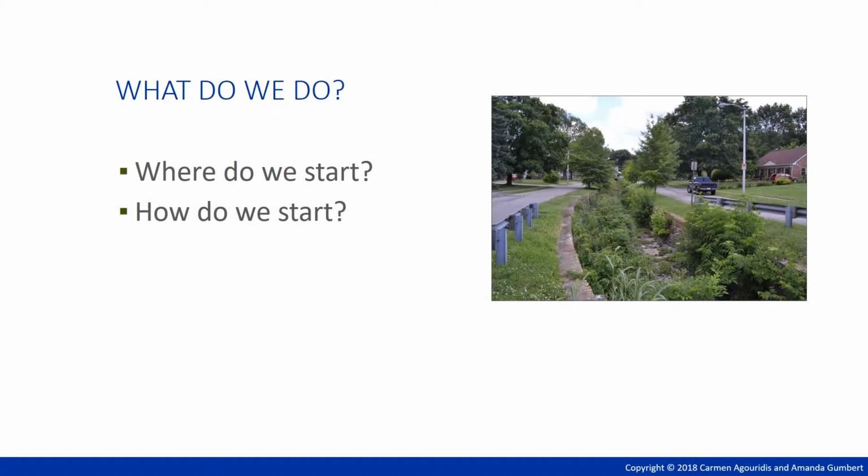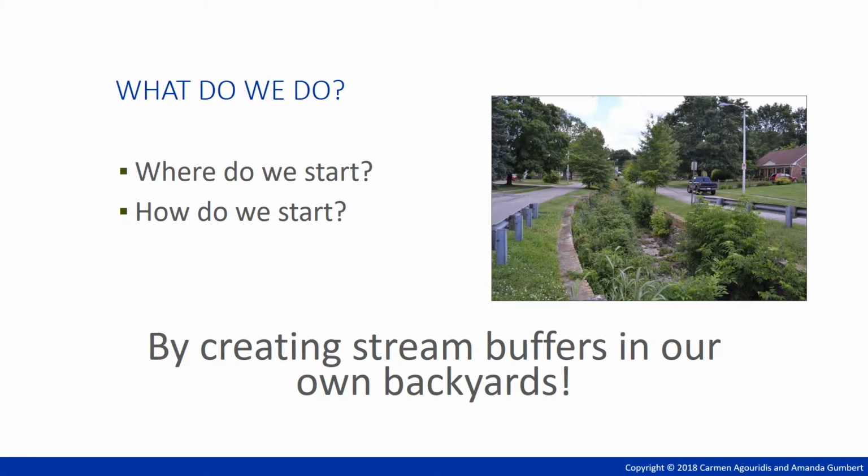These streams have many challenges, as you learned in the Urban Stream Challenges module. These challenges include impervious surfaces, utilities, and expectations. Considering all of the challenges for urban streams, where do we start to begin improving our local waterways? And how do we get started? We can start by creating stream buffers in our own backyards.